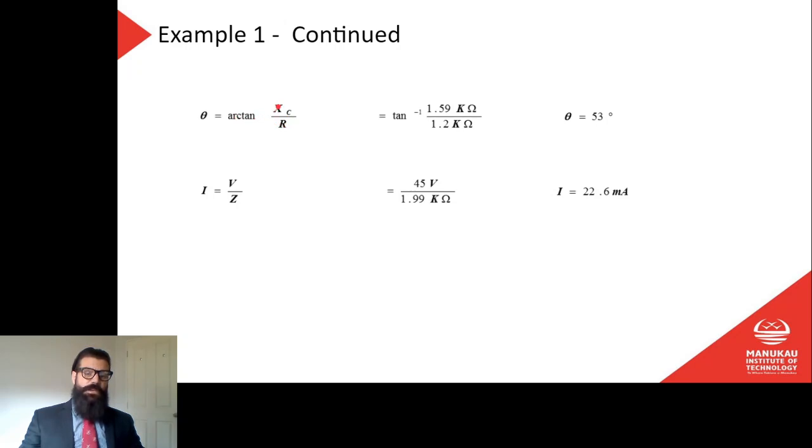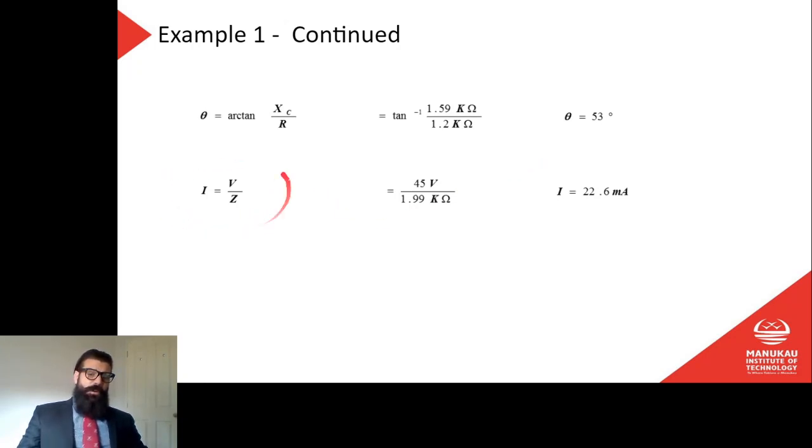So inverse tan O over A, TOA. So tan to the negative 1, 1.59k over 1.2k gives me an angle of 53 degrees. So now I'd be able to draw that triangle if I wanted to. I've got my three sides, I've got my angle, away I go.